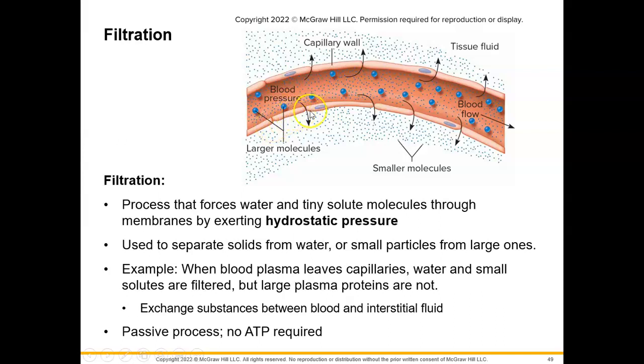When blood plasma leaves capillaries, water and small solutes are filtered into the interstitial fluid, but large plasma proteins and blood cells are not. This is how we exchange substances between blood and interstitial fluid. Again, this is a passive process, so no ATP is required.